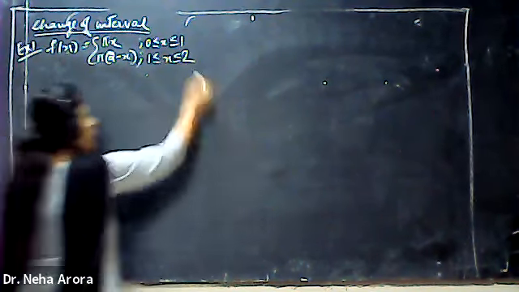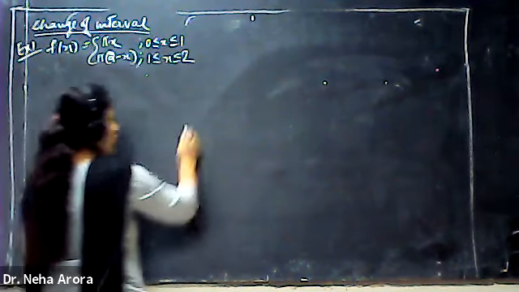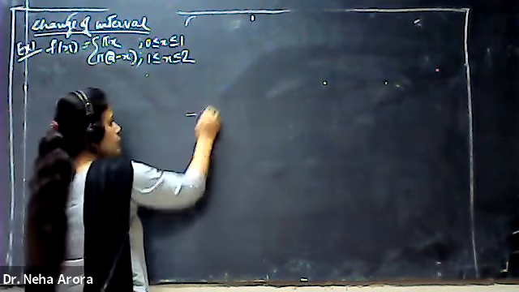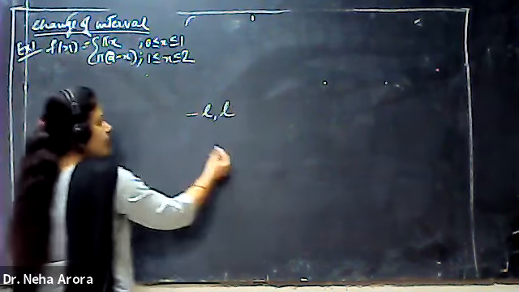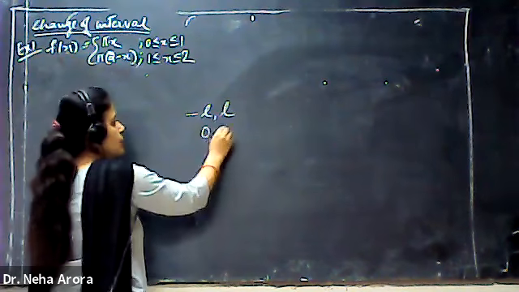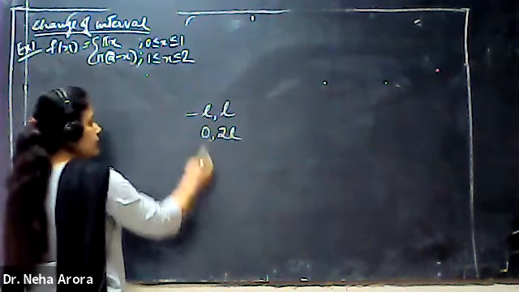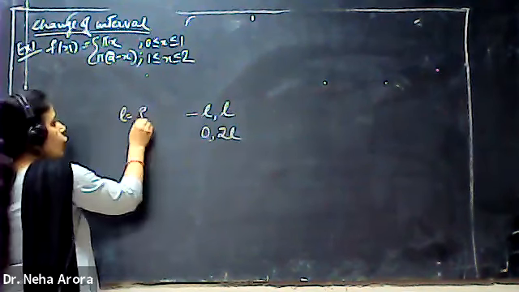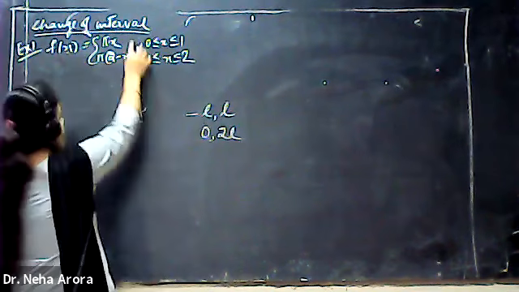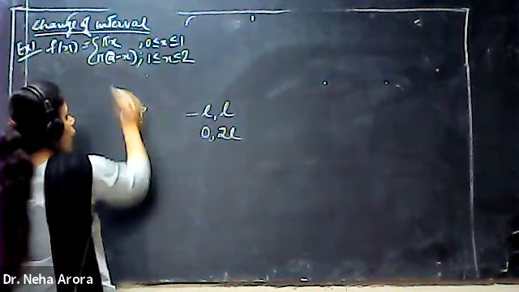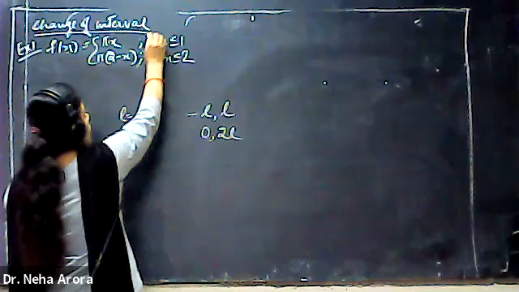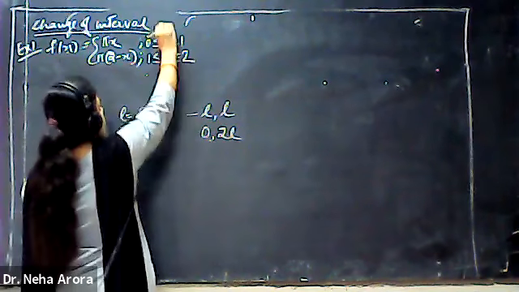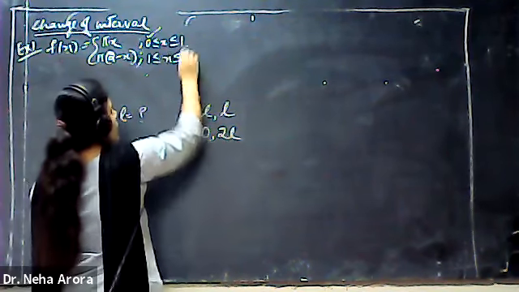Firstly, we are talking about change of interval. Change of interval takes two types of limits. One is from minus L to L and another is from 0 to 2L. Firstly, after comparing with the general value, we need to find the value of L. Now, in case of a discontinuous function, how will we find L? We will check the starting point of the limit and the ending point of the limit.